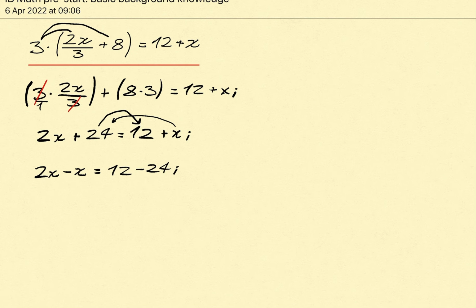And so if we simplify this, we would get x, because 2x minus x is simply x, equals minus 12. 12 minus 24 is minus 12. And this is the result that we would get. Again, you should be familiar with this. This is a very simple example, but that's something every single student should know before starting the course.